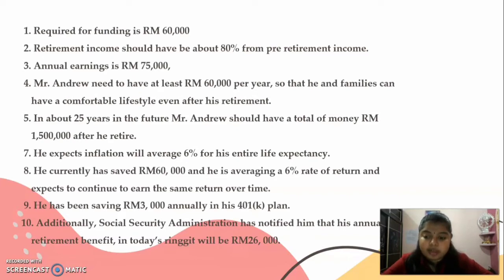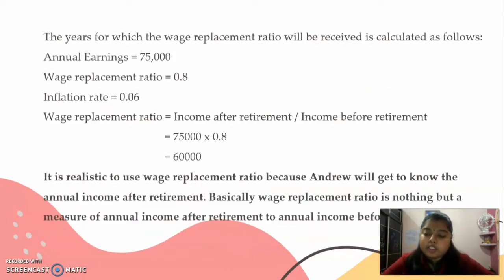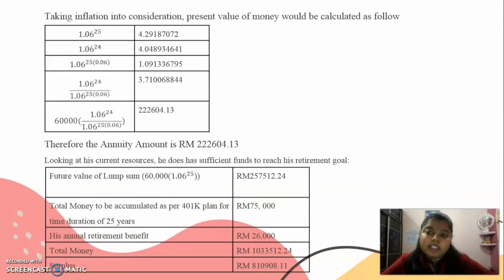He also has saved 3,000 annually in his 401k plan. Additionally, the Social Security Administration has notified him that his annual retirement benefit in today's ringgit will be 26,000. Okay. His wage replacement ratio is about 60,000. It's realistic to use the wage replacement ratio because Andrew will get to know the annual income after retirement. Basically, the wage replacement ratio is nothing but a measure to compare the annual income after retirement to the annual income before retirement. Taking inflation into consideration, the present value of money should be calculated as follows.